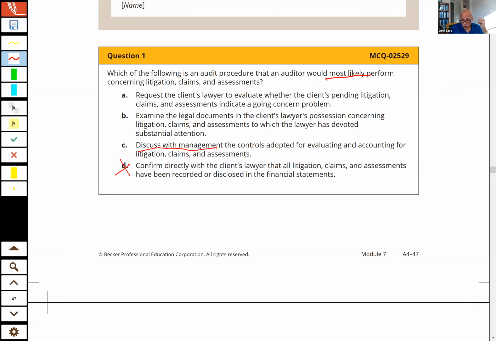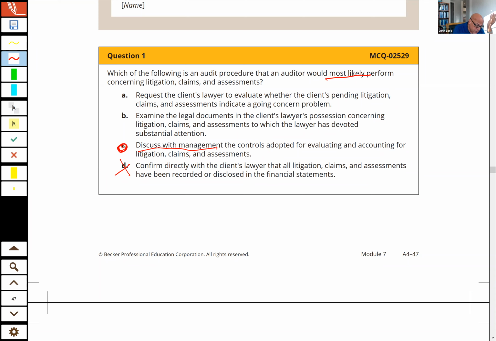Okay. C, discuss with management. Who's supposed to know about litigation, claims, and assessments that are happening to them? Should the CEO, CFO know if they're being sued? Yeah. And so we would want to say, well, how do you make sure that you've disclosed everything that's going on? Oh, well, anytime there's a lawsuit filed, we talk to our legal counsel, we bring in the controller and discuss the disclosures that should happen, however they make sure that they're all in there. That seems like the kind of thing I'd want to know about in this area.